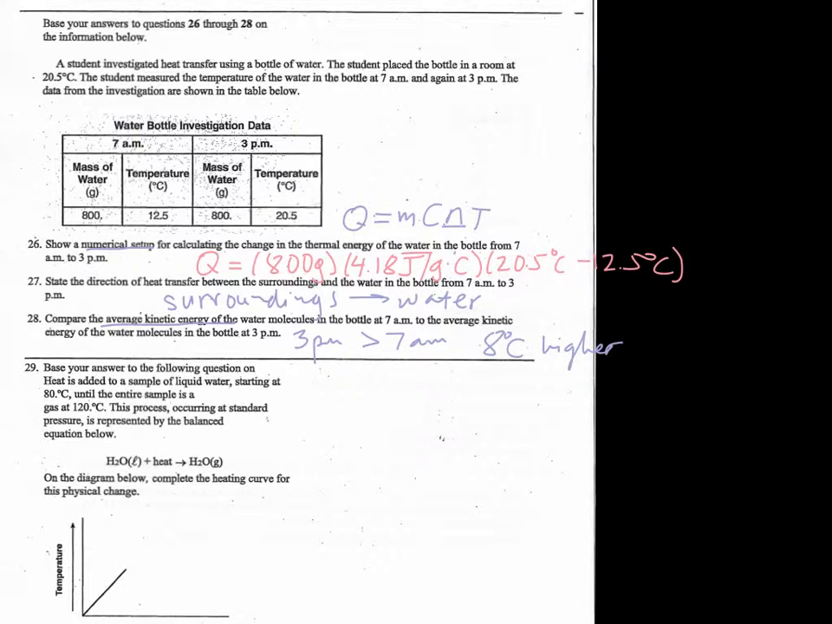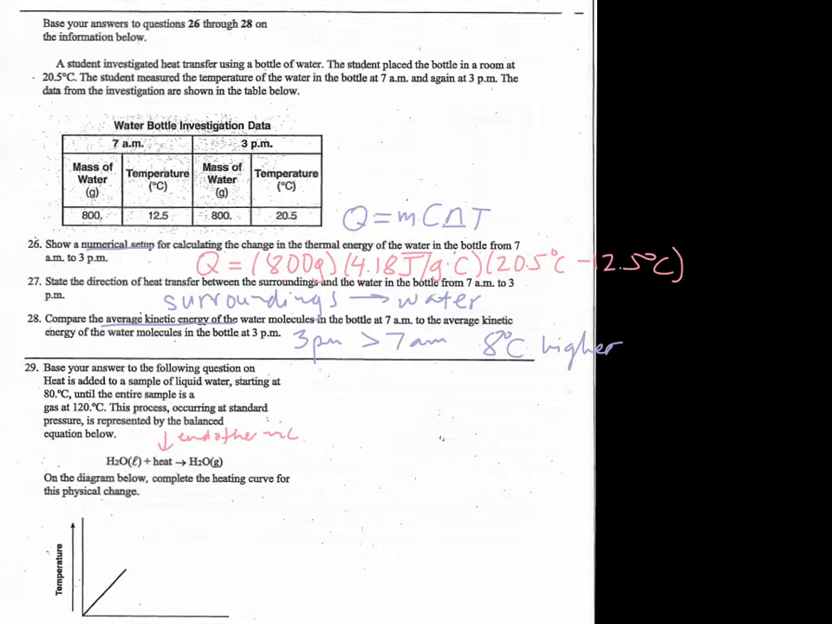Number 29. Here we got a diagram that's incomplete showing the heat equation from liquid water to gas. So notice here, heat is on this side. So this means it's endothermic. That's just a little bit of review.